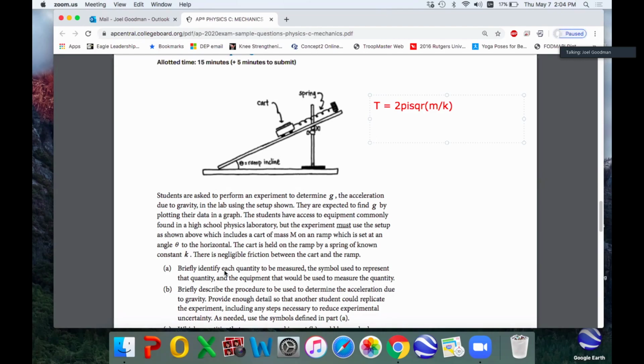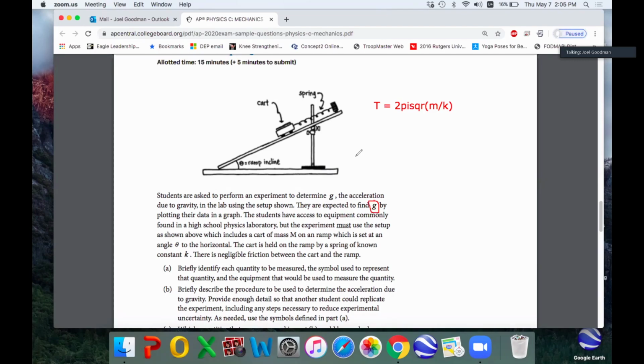But what are we trying to measure? G. Yeah. Now, do you see how hard it is to find? There's a lot of words here. So I find you've got to take your time and break it down. There's no G in this formula. Plan B. Can't use this.